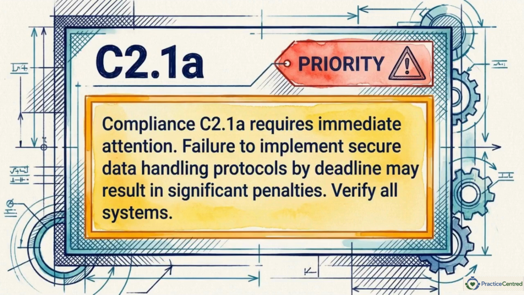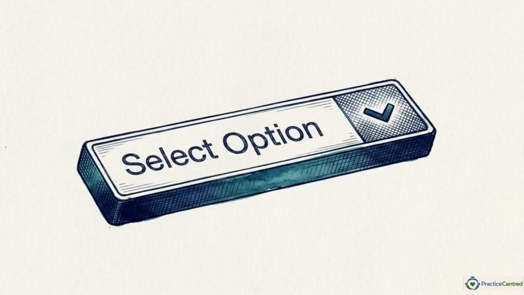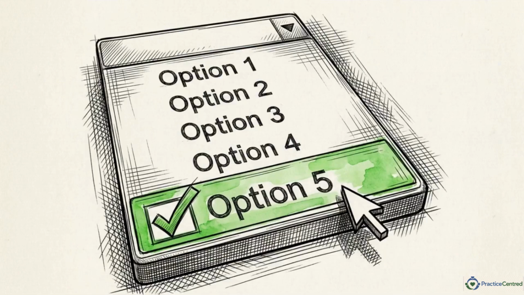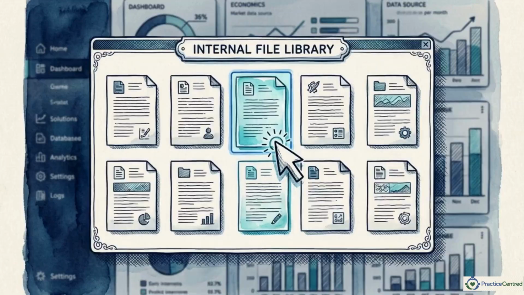Let's open an individual indicator to see how this works. This is C2.1a. Each entry displays a specific code, a priority level, and a clear description of the requirement. It also includes plain English guidance and explicitly lists the exact types of evidence an external assessor typically accepts as proof. You can set the status to Not Started, In Progress, Complete, or Not Applicable. To meet an infection prevention requirement, you simply link the existing policy directly from your practice library. There is no need to re-upload files you already have on hand.